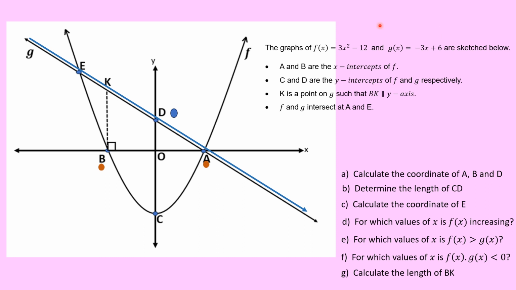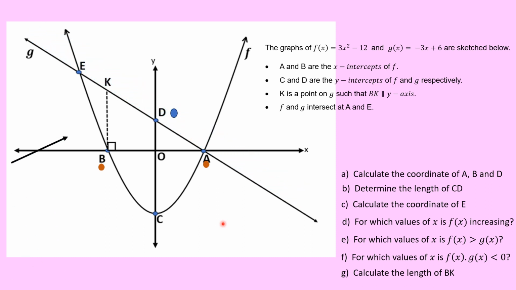And D is the y-intercept of the straight line, which we know would be 6. Then they say to you, determine the length of CD. So C we know is negative 12, and D we know is 6. So how many stairs do we have to climb to get from C to D? How many units do I have to climb?